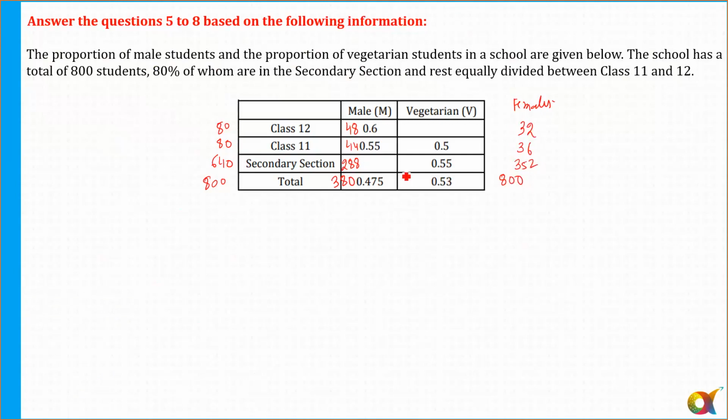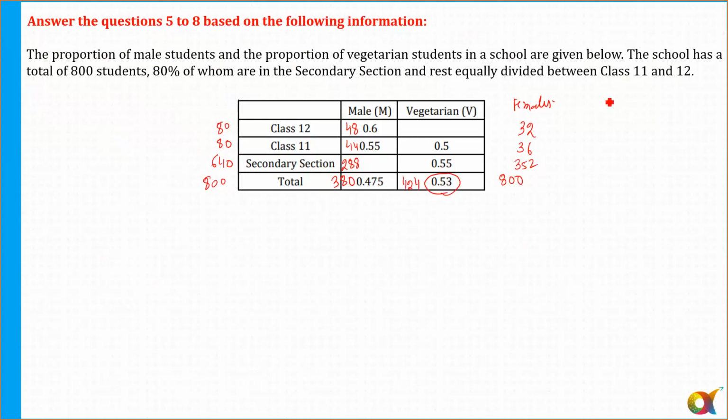Similarly, we can find out the vegetarians. Total vegetarians is equal to 0.53, 53%. So what is 53% of 800? 50% is 400 and 3% is equal to 24. So the total number of vegetarians here is equal to 424.